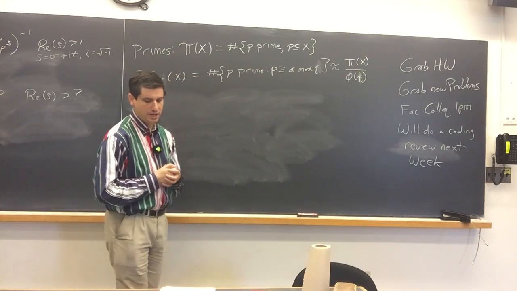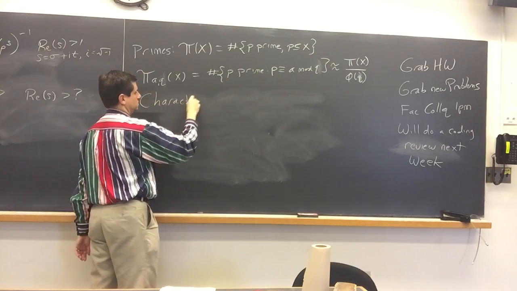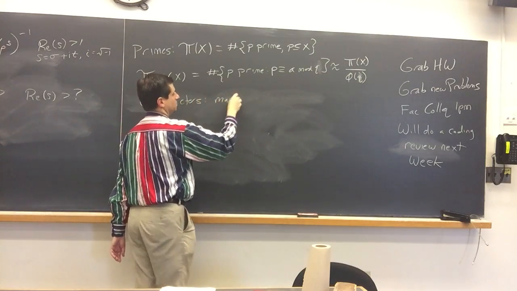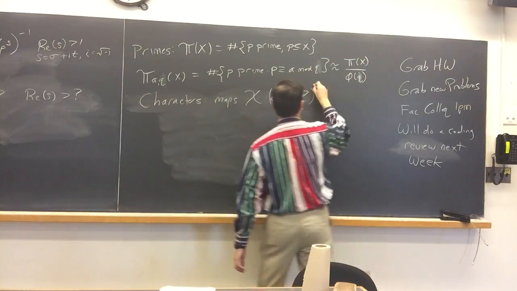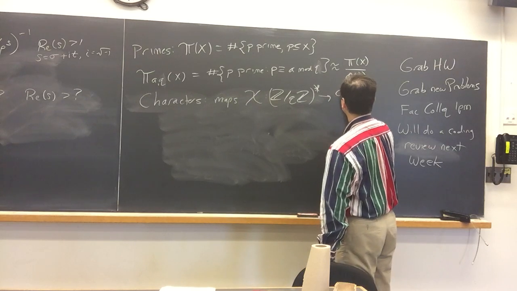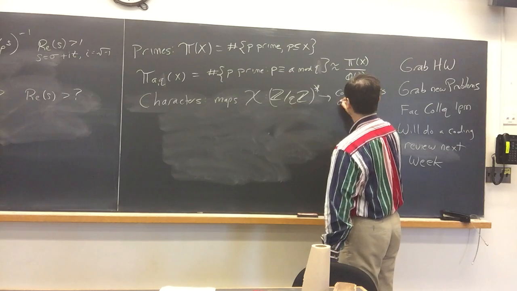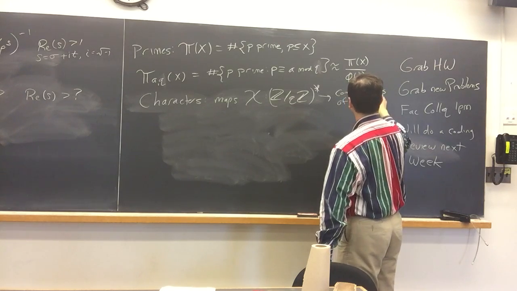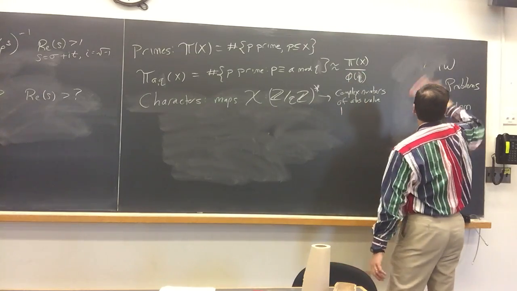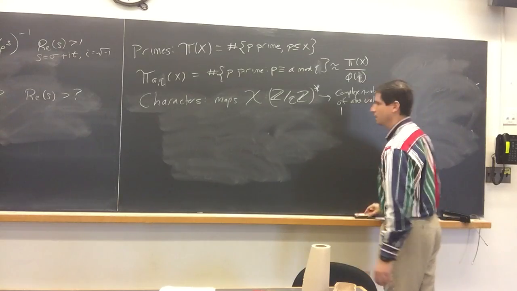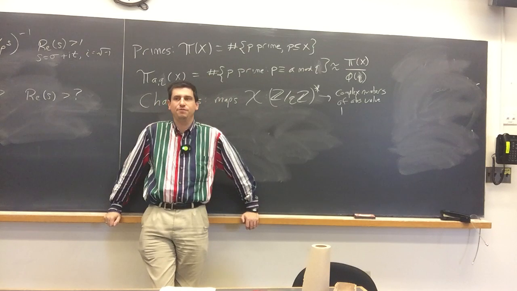So what I want to do now is define new functions. I want to define characters. And these are going to be maps from Z mod QZ star to complex numbers of absolute value 1. It turns out these are extremely useful functions to study.